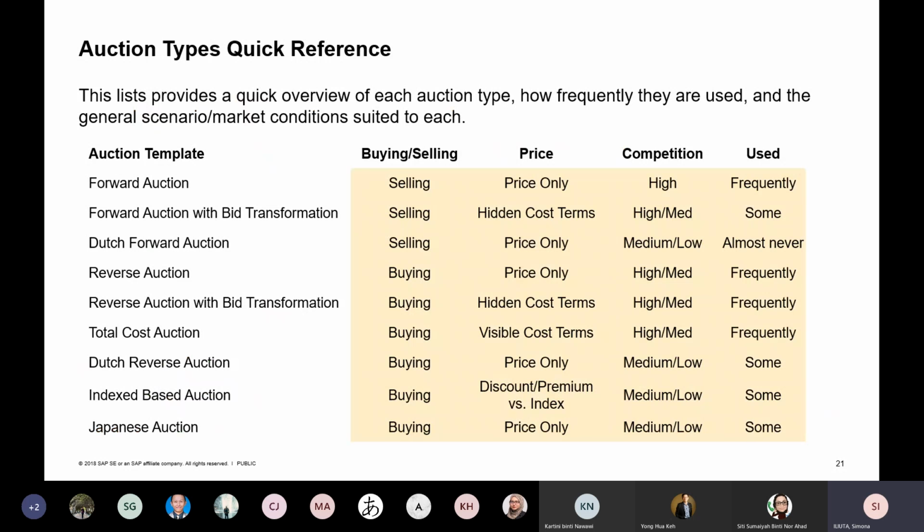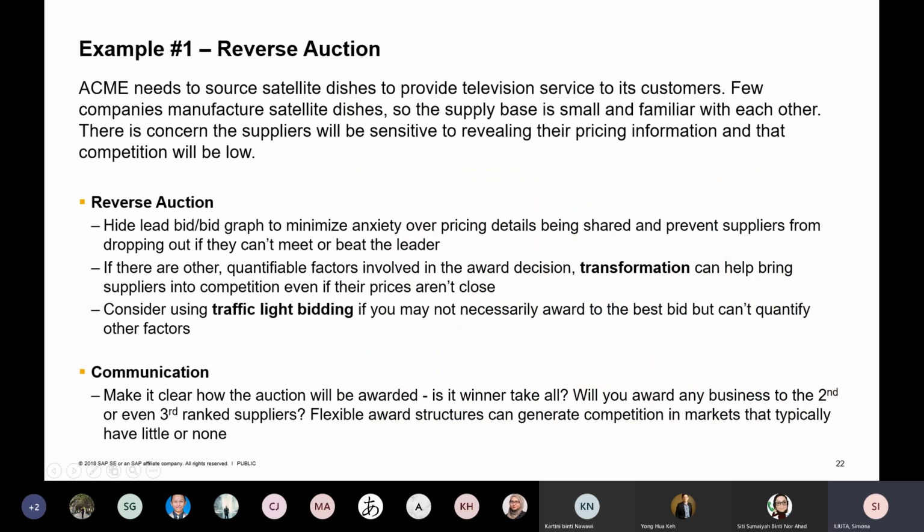Here we have put together all the auction types. I'm not going to go through this. I'm going to leave you to read this information because I would like to go to the examples, so you can see what the checklist provides you and how you can shape your mindset. So we have Acme, which needs to source satellite dishes to provide television services for its customers.